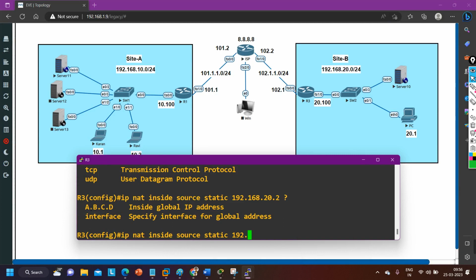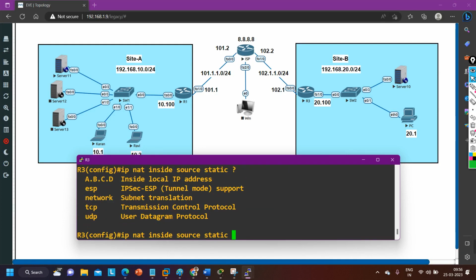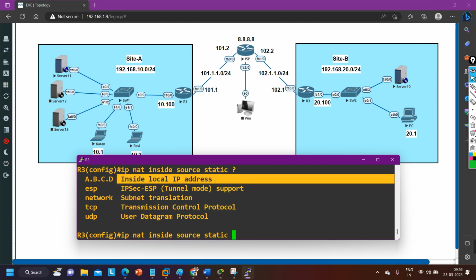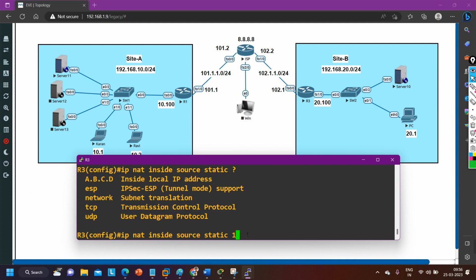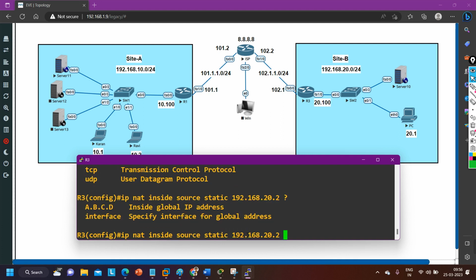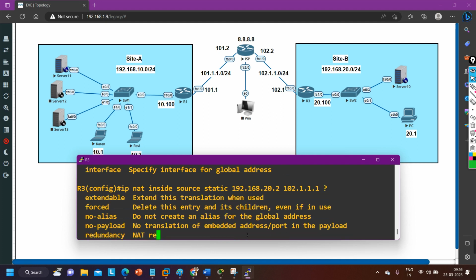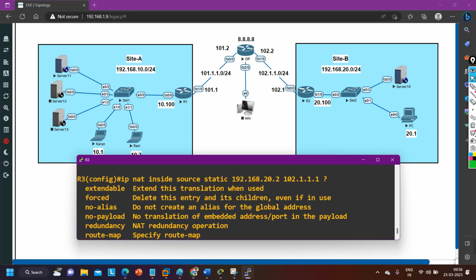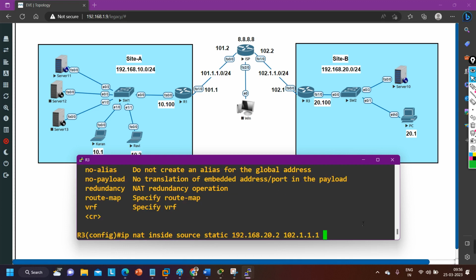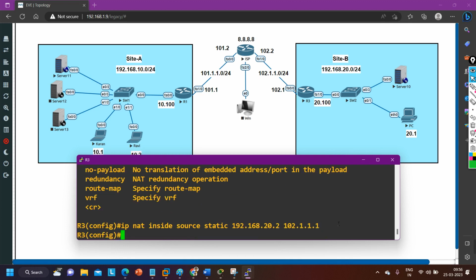Okay. Now if you put a question mark over here, what is it asking for? See, this is the IP address of inside local, yes or no? Here also you can see inside local IP address. So the inside local IP address will be 192.168.20.2. After that, it's asking for the inside global IP address. So the inside global IP address is 102.1.1.1, yes or no? And now you don't need to write anything, just hit enter over here.